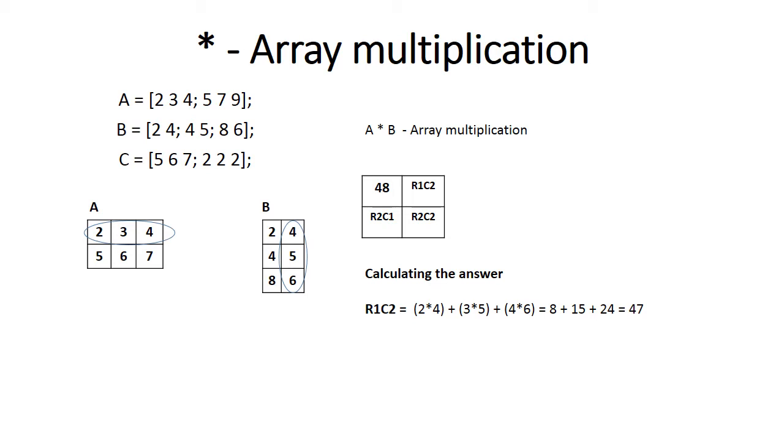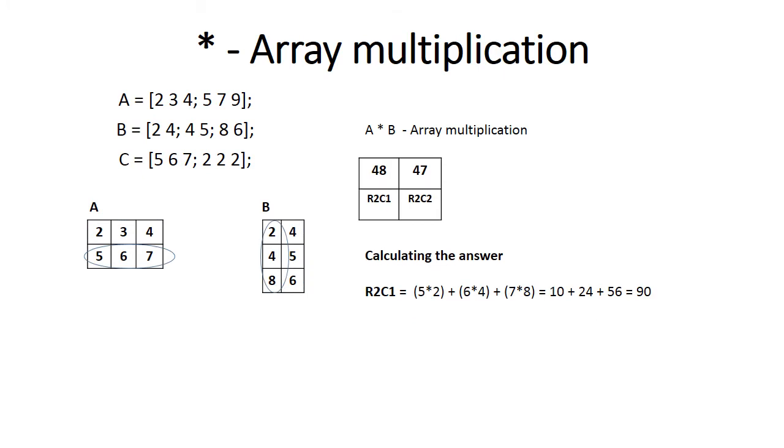Now we want to calculate the first row and the second column of the answer, so we look at the first row of A and the second column of B, and we do the same. 2 times 4 plus 3 times 5 plus 4 times 6, which gives us 47. So we go down the first row of A and down the second column of B. This pattern we keep on applying.